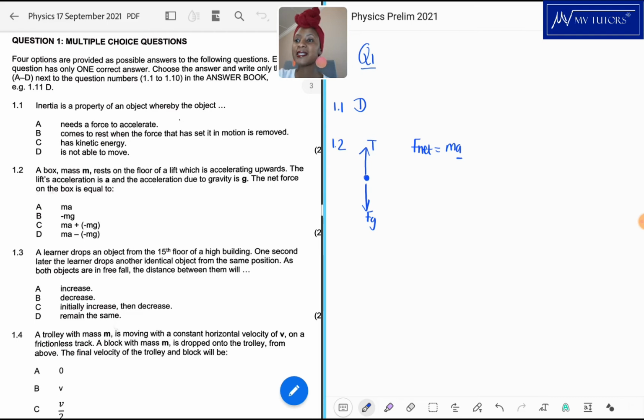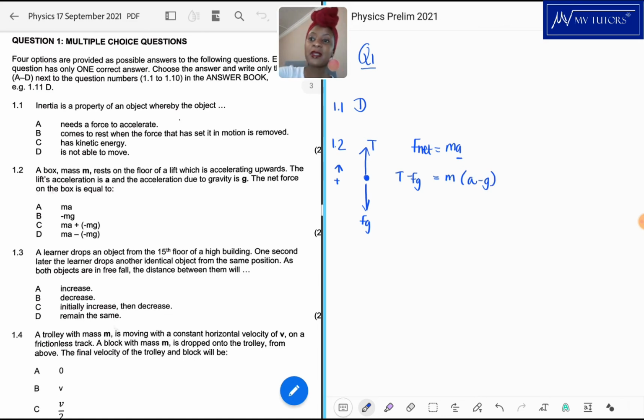Okay, so let us see. I can just leave it as FG, it's fine. So now what is the net force equal to? If you take upwards as positive, you have tension minus the force of gravity. On this side you have acceleration going up, and then you always have gravitational acceleration going down. So therefore your acceleration is actually going to be A minus G.